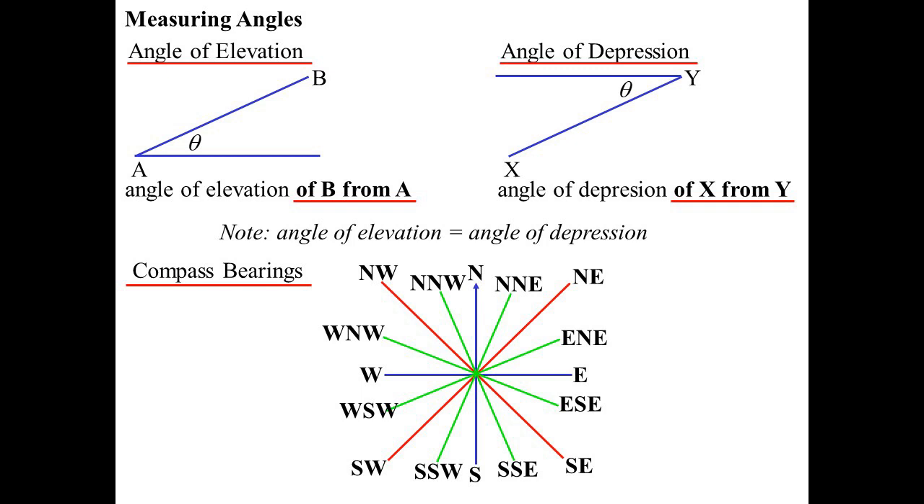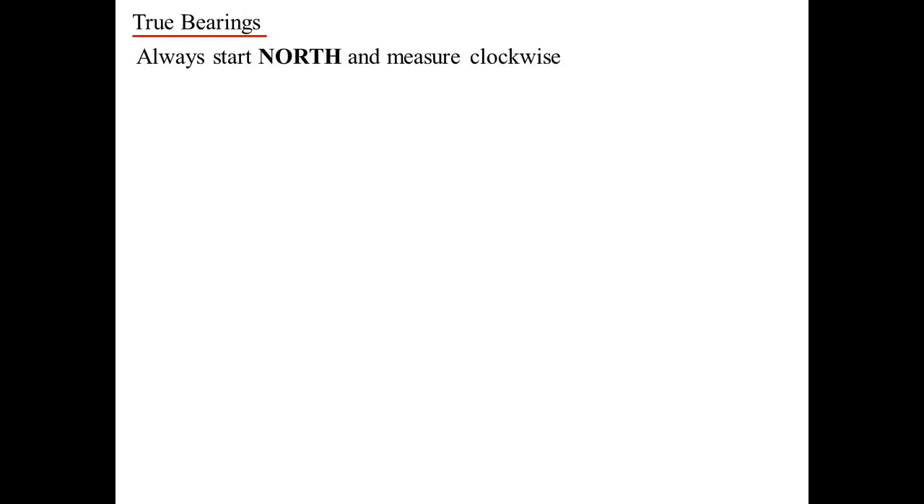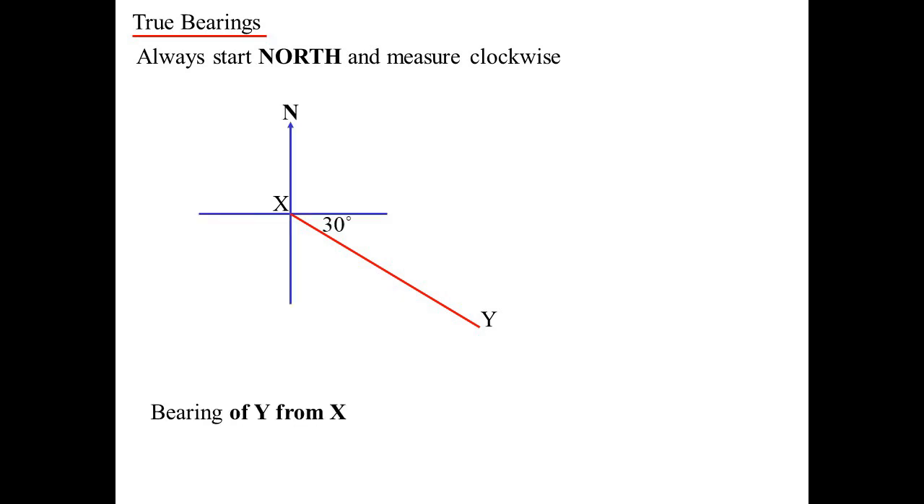Before I go to that one, what we then tend to do is say, well, rather than do that, I'm going to start at north, and how many degrees am I going to the east or the west? Okay, but you always start at north, this is for a true bearing, and measure clockwise. So there's X and Y. I'll place a compass at where I'm measuring from. So in this case, it's from X. There's the compass. That angle's 30 degrees. So this would be a bearing of 120.